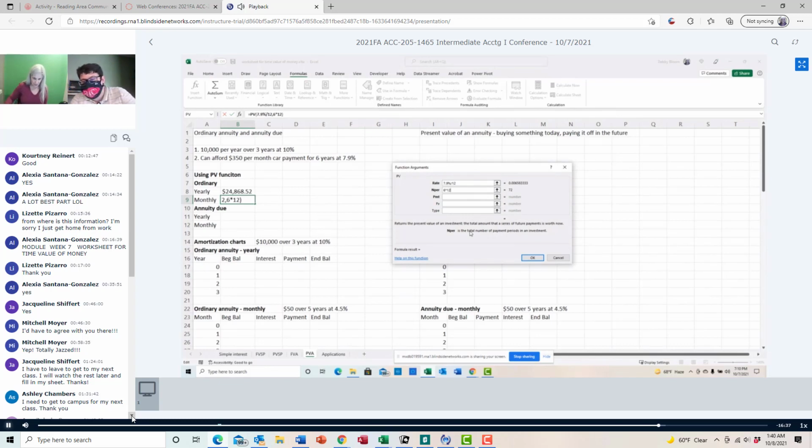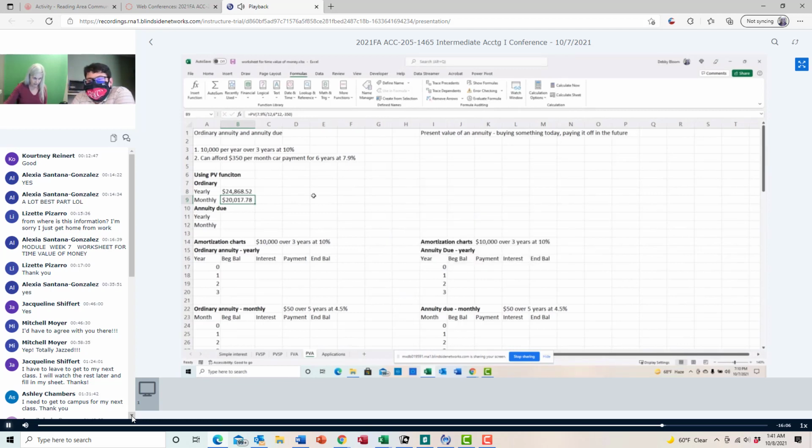Okay, now PMT is the payment made each period. I can afford $350 a month, and I'm making this payment, right? I'm spending that money. So I put in a negative 350. If you forget the negative sign, it just means that your answer will come out as a negative 20,000 instead of a positive 20,000. And this is an ordinary annuity, so I leave the type blank. So if I can afford a $350 a month car payment for 6 years at 7.9%, I am shopping for a $20,000 car.